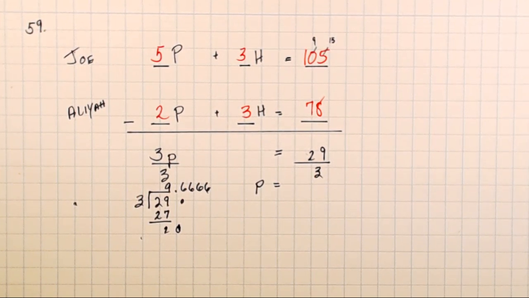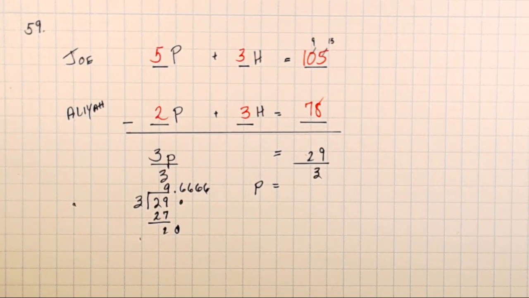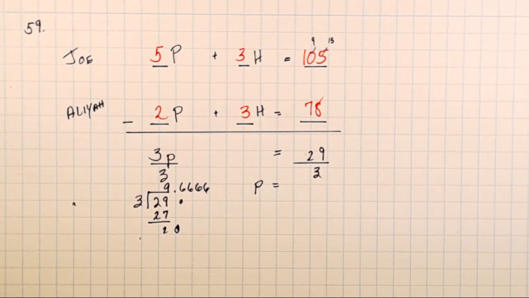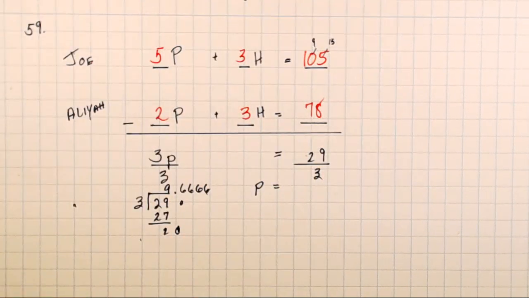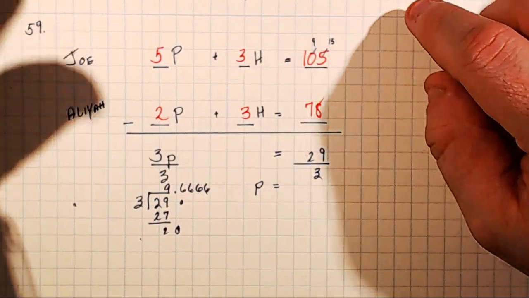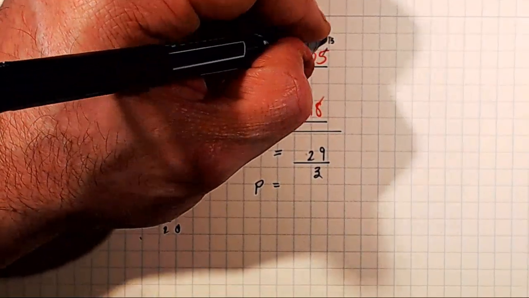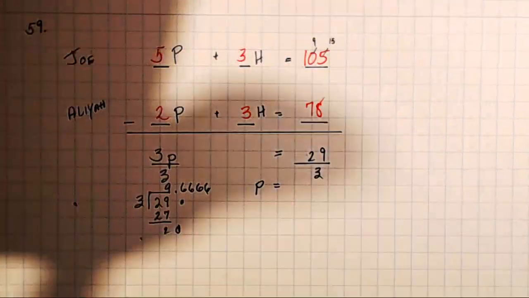Five rolls of plain and 3 rolls of holiday for 105. 2 rolls of plain and 3 rolls of holiday for 78. Oh, apparently I can't subtract. For heaven's sakes. Okay, so I did this wrong. Clerical error messed up everything.